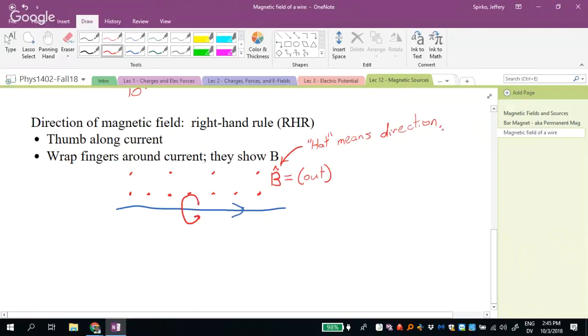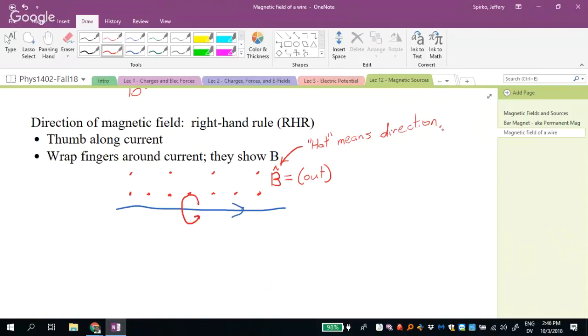And I'm using a special symbol here. If you write a vector, normally you put an arrow on top of your vector symbol. If instead of an arrow you put a little caret, or a hat, as mathematicians like to call it, that means just the direction of that vector, regardless of its strength. So at all these points up here, the magnetic field is pointing outwards.